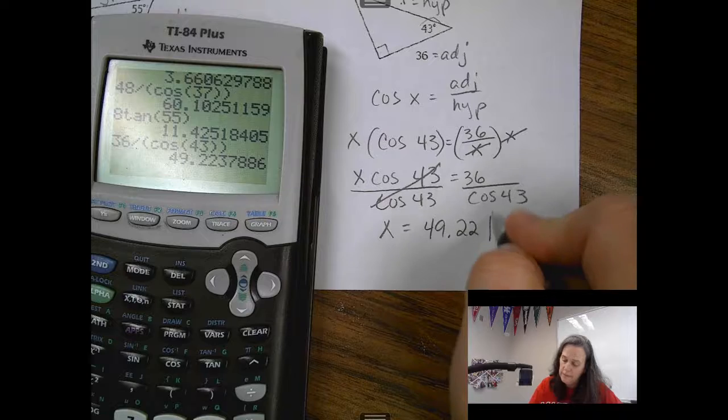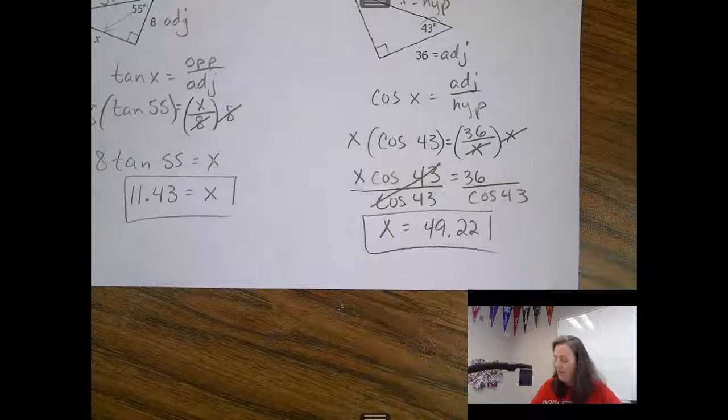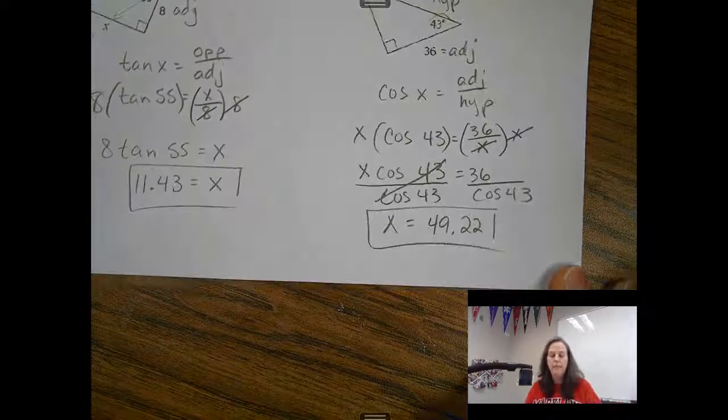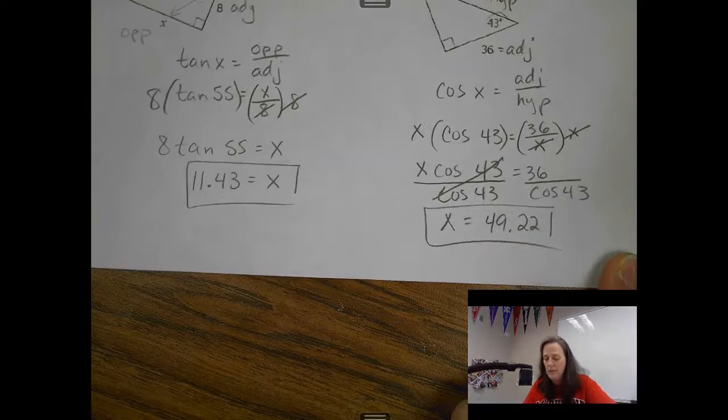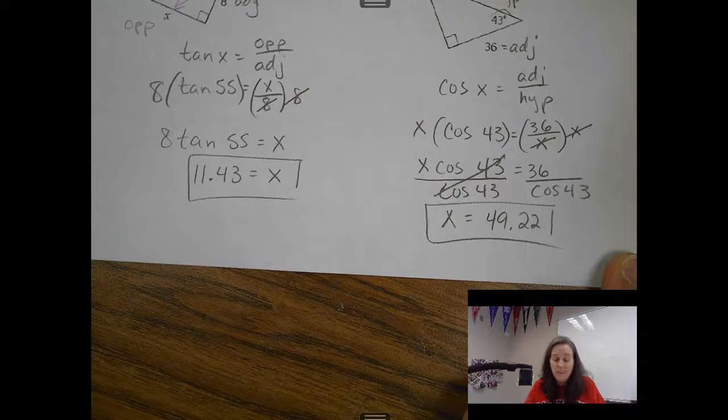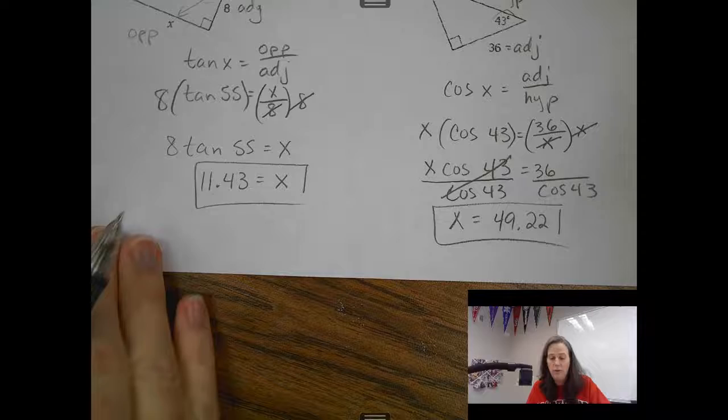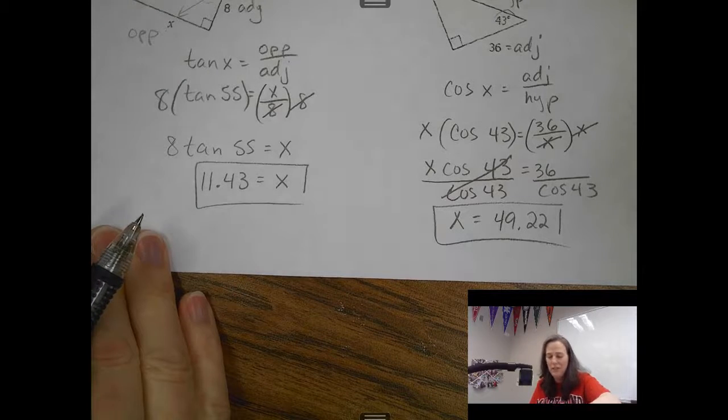49.22. Done, and we found the hypotenuse on that triangle. Okay, I want to give you guys some time to practice some problems. You've got an assignment to work on. And next time we're going to work on solving for a missing angle. So there is more we can do with trig ratios. All right, have fun.